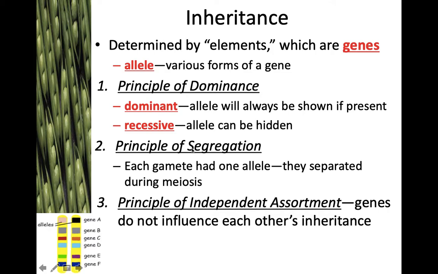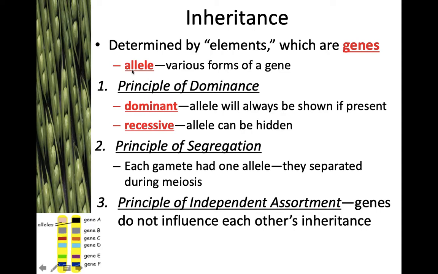And he determines that traits are really determined by elements, which are genes, and there are various forms of this gene, and we call these various forms of the gene alleles. So you have two alleles for each type of gene. One comes from mom, one comes from dad.